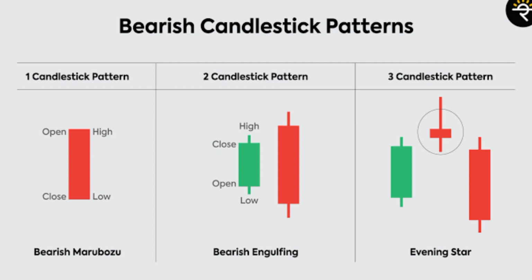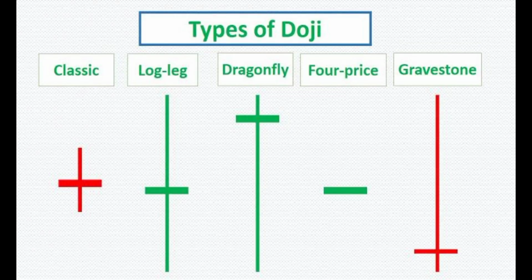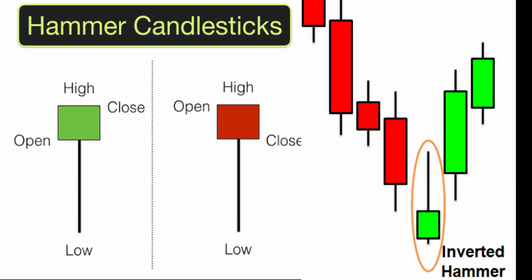Common candlestick patterns. Doji. A doji occurs when the opening and closing prices are virtually the same. It signals market indecision and potential reversal. Hammer. A hammer has a small body and a long lower wick, indicating that sellers pushed the price lower during the session, but buyers managed to bring it back up. It's considered a bullish reversal pattern.